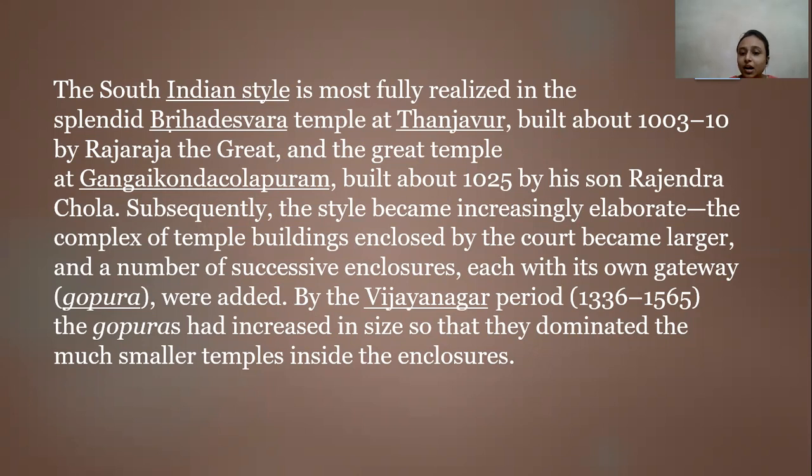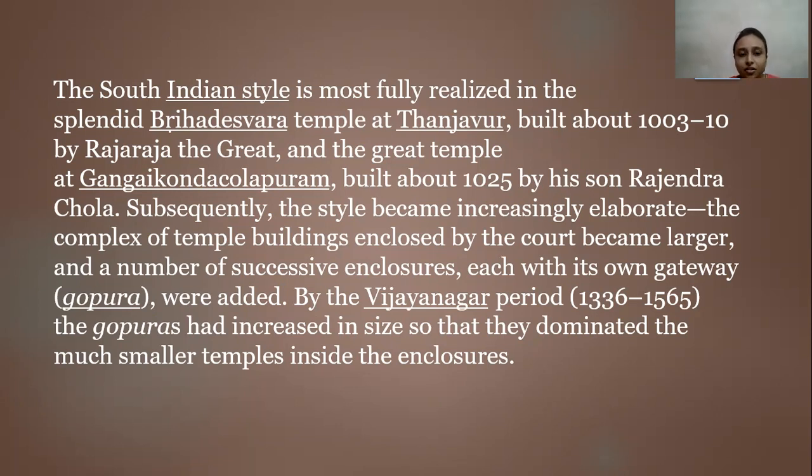When we come to the Vijayanagar period, after the Chola period, around 1336 to 1565, we find the Gopuras had increased in size so that they dominated the much smaller temples inside the enclosures. By this time, in the Vijayanagar period, a huge temple was there, along with small temples, and one Gopura enclosed the entire temple area.